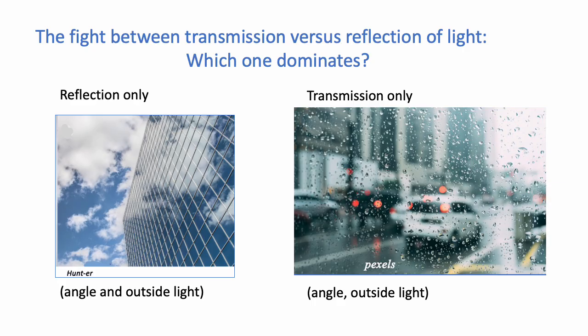Let's look at examples of transmission versus reflection. So in this first case, we only see reflections of the outside because our line of sight makes a very narrow angle with the glass. And also the outside light is very strong. So even if there were lights inside this building, we wouldn't see them. Now, this one shows you the importance of the glass itself. Obviously, there are water droplets on it, and so it scrambles the transmission of light.